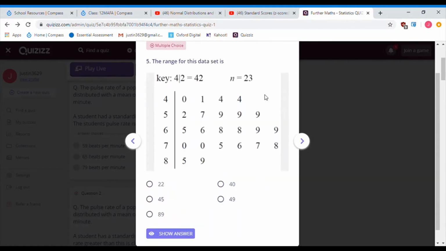Now we've got the range for this data set. What's the range? Well, if we look at the key, 4 with the 2 there represents 42. So for example, we've got 40 as our lowest number and 89 as our highest number. So the difference between 89 and 40 is 49. So our answer is going to be 49 as the range.